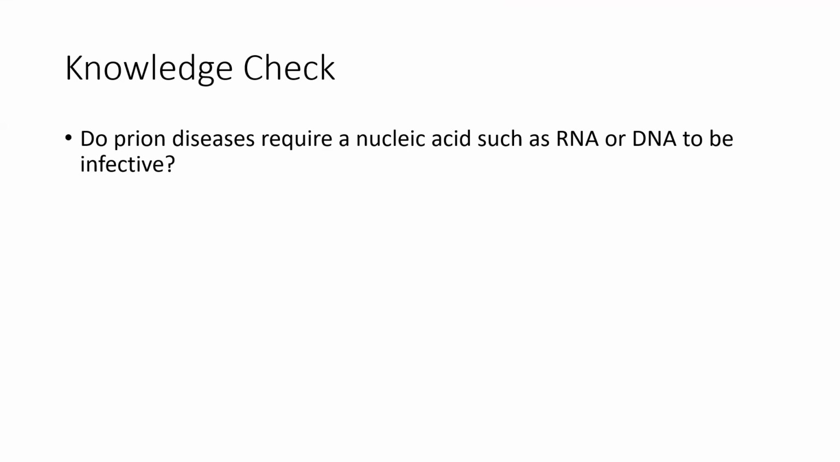All right, so do prion diseases require nucleic acids such as RNA or DNA to be infective? Take a moment and think about that. All righty, so the prions are just proteins. They don't have any RNA or DNA. They're just a protein that comes in misfolded and causes other proteins to misfold as well.